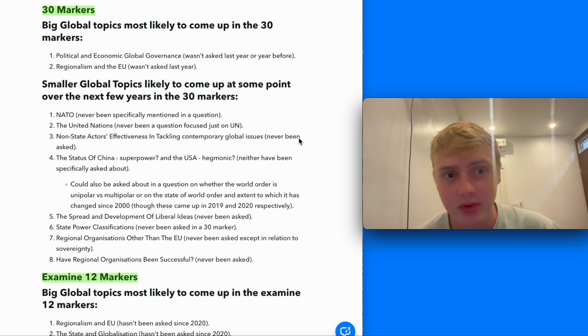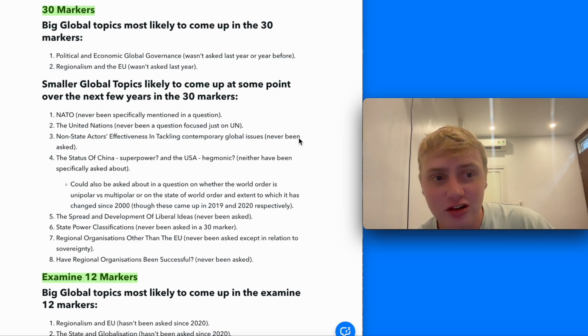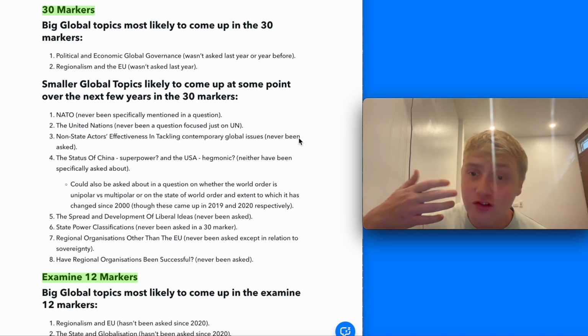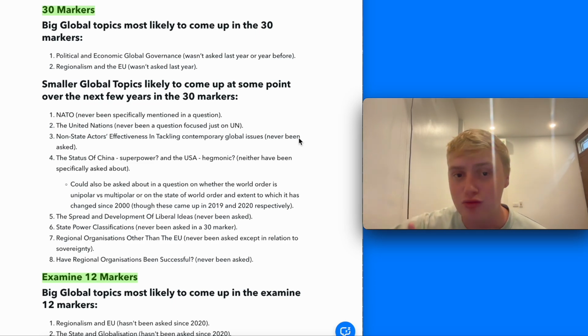And that's NATO. It's never been specifically mentioned in the question. The United Nations have never been a question focused just on the UN. And of course, you could have one combining those two as well, looking at the effectiveness of political global governance. Non-state actors' effectiveness in tackling contemporary global issues. I'm sure that's one that you'd find quite difficult.